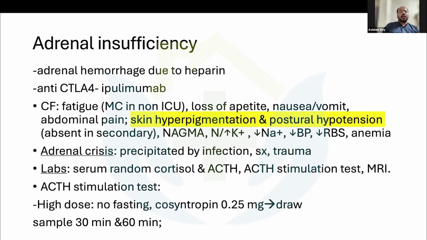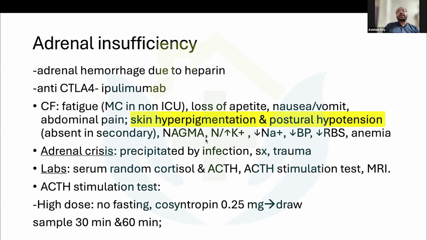Very rarely it can be due to hemorrhage in the adrenal glands, as we have discussed. The most common presentation in an ICU patient would be hypotension, along with some dyselectrolytemia in the form of hyponatremia and hyperkalemia, and we can have normal anion gap acidosis.